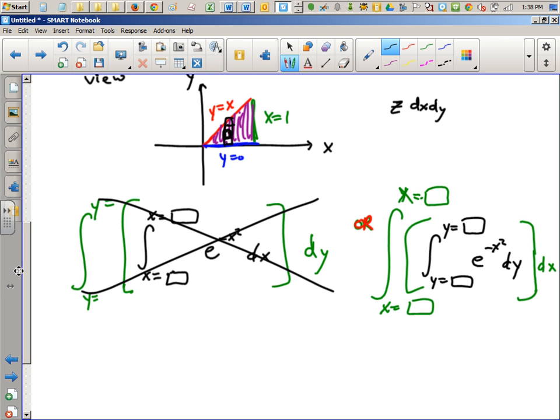What's the smallest value of y in this sheet? 0. What's the largest? y equals x. Okay, so it looks like y equals 0 to y equals x will be my limits of integration. That's stacking squares upwards, see?